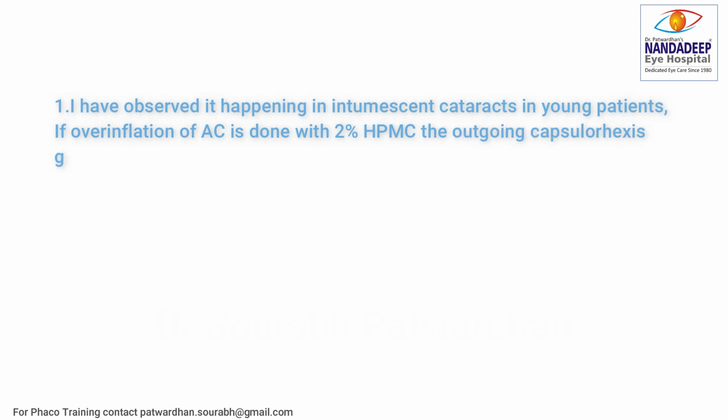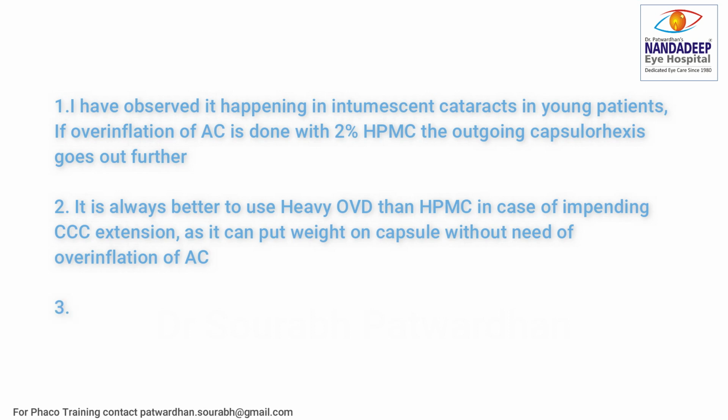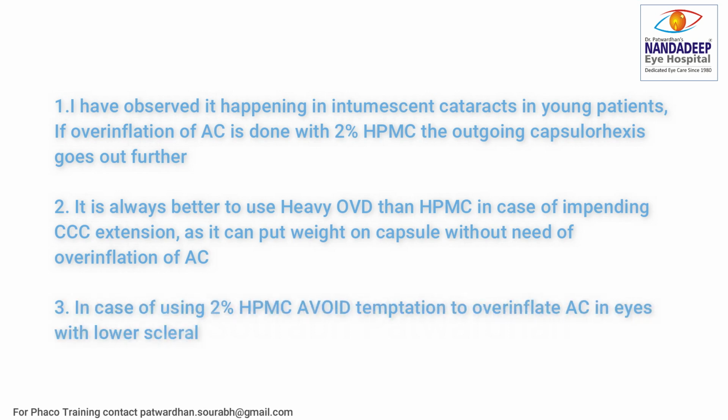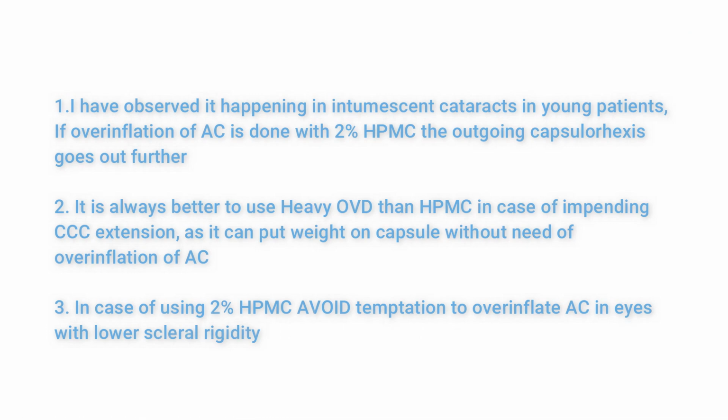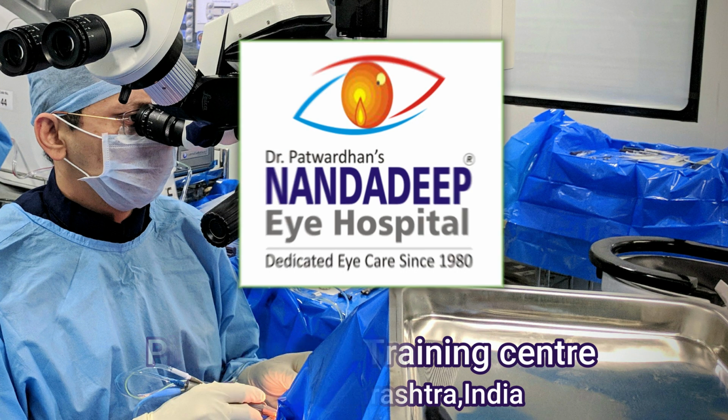If overinflation of the AC is done with 2% HPMC, the outgoing capsule rhexis goes further out, and it's always better to use a heavy OVD than HPMC in case of impending CCC extension, as it can put weight on the capsule without the need of overinflation of the anterior chamber. And in case of using 2% HPMC, avoid the temptation to overinflate the AC, particularly in eyes with lower scleral rigidity. Anything in excess is bad. Try to maintain the anatomical position of the anterior chamber as it is throughout any eye surgery.